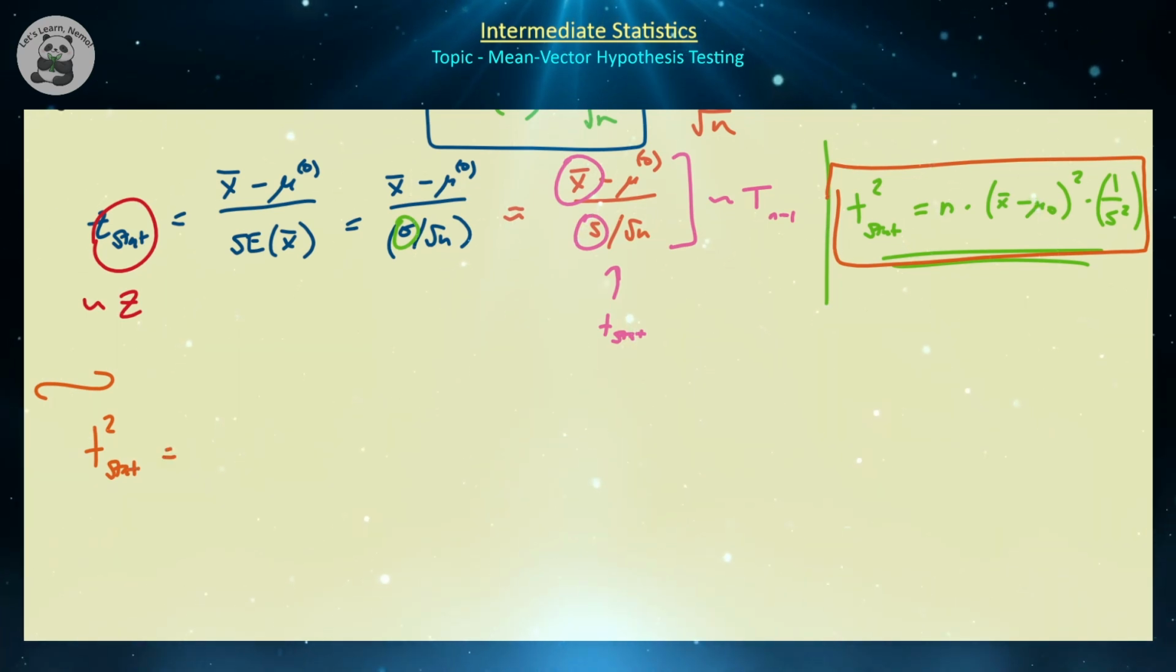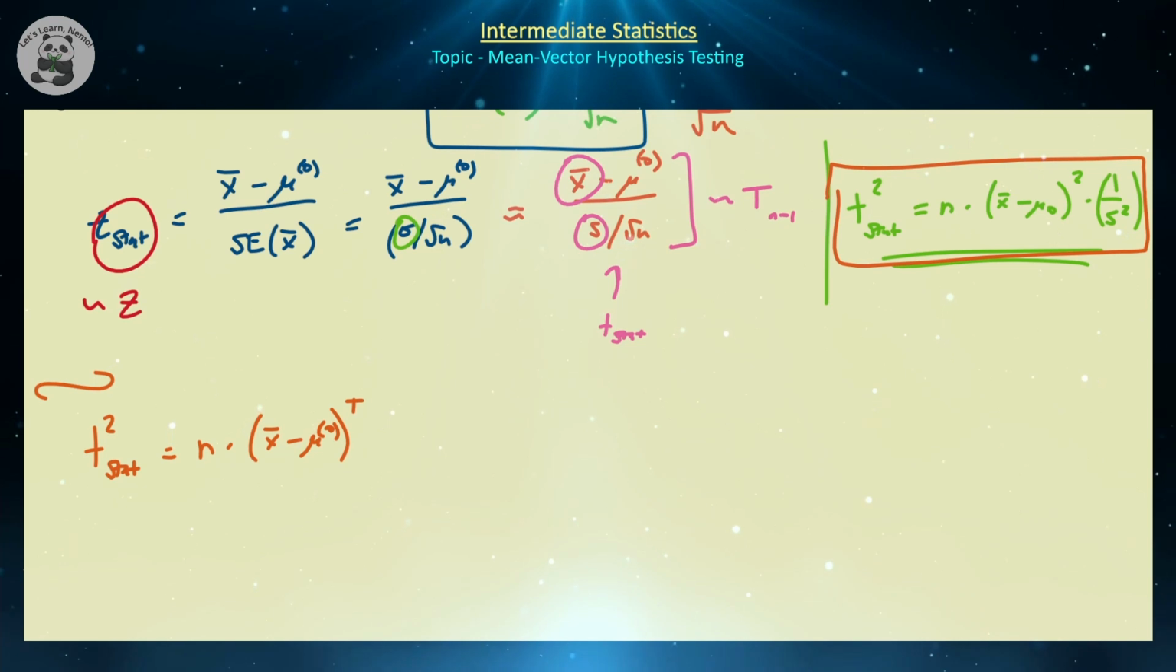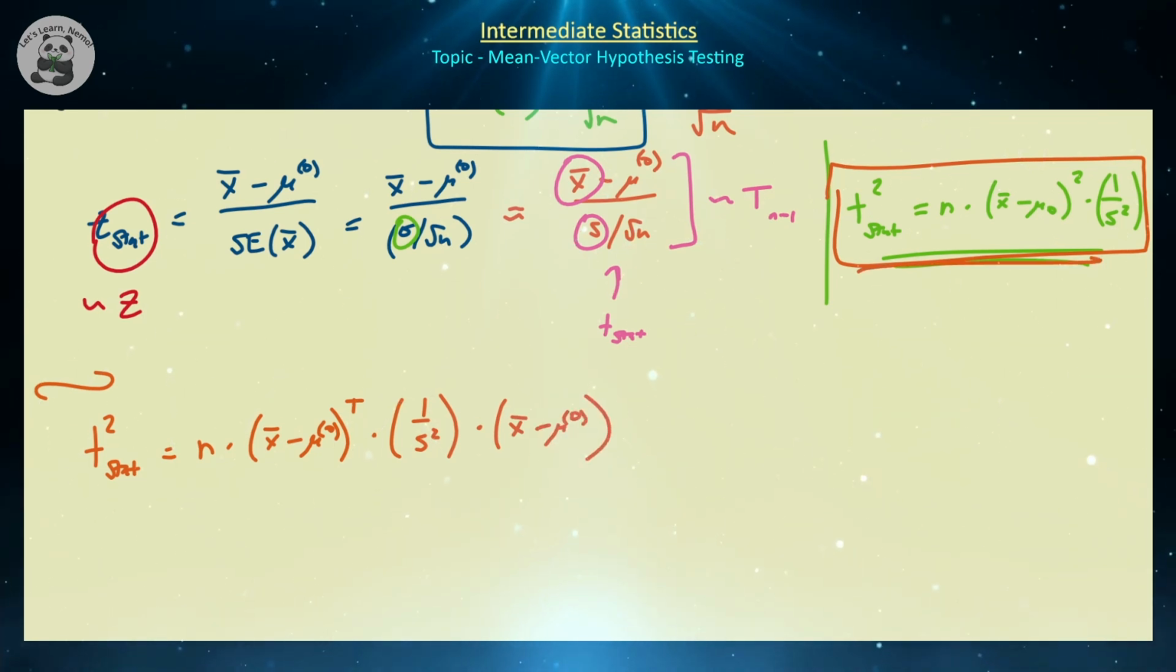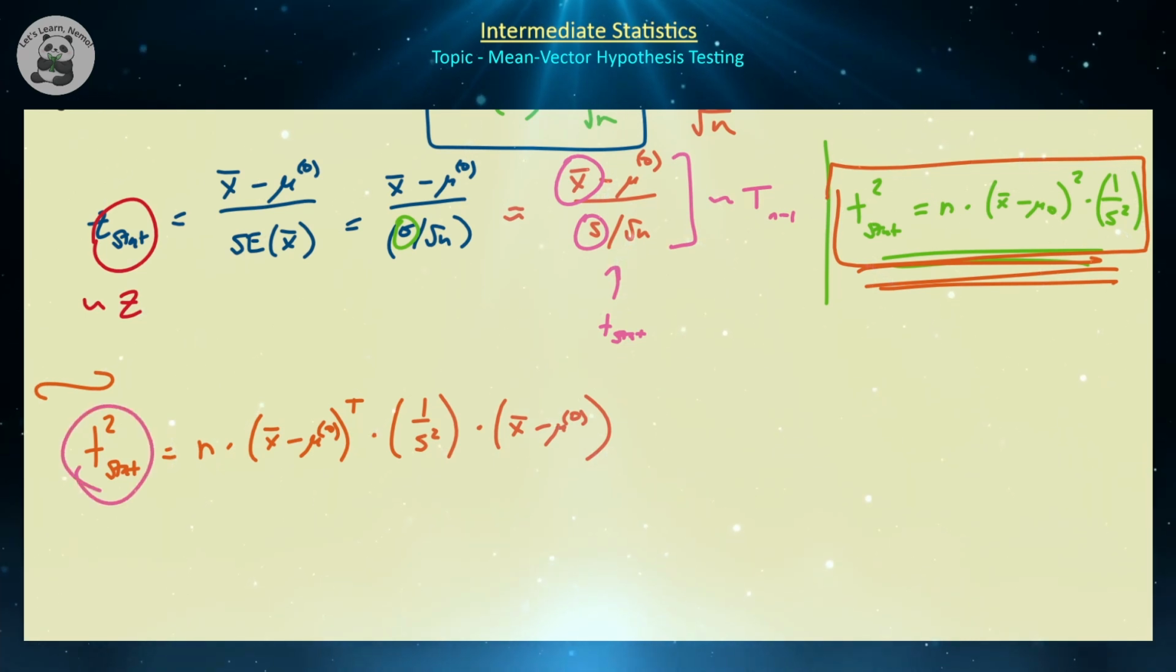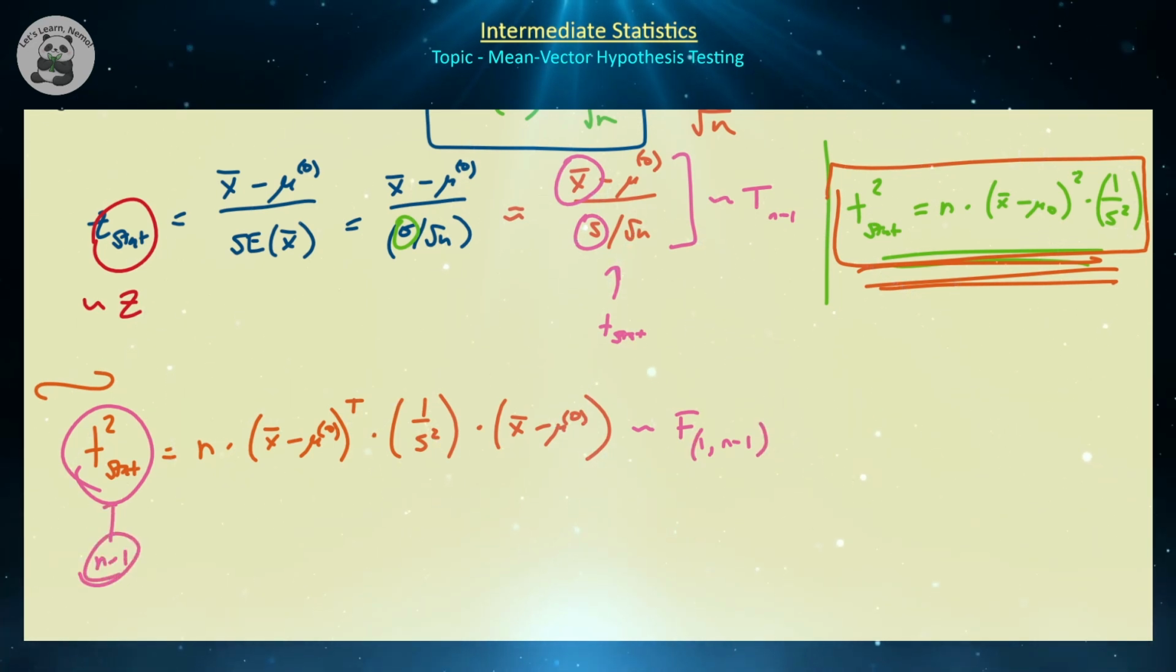given to be, and we can rearrange that in the following form, n times x bar minus mu 0. And since it's a number, it's equal to its transpose, and then times 1 over s squared, and then times x bar minus mu 0. So this is just another way of writing that expression. This t squared test statistic actually will follow an F(1, n minus 1) distribution, provided that that follows an n minus 1 degree of freedom.